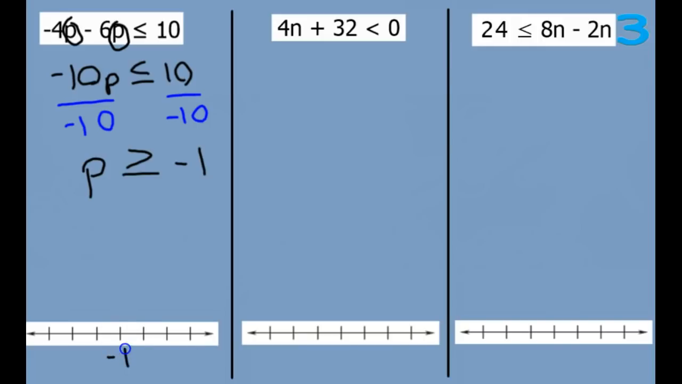So negative 1 goes down here. It's an or equal sign, so we have to draw a closed circle. 1 less than negative 1 is negative 2, and 1 greater is 0. Our arrow is pointing to the right, so we need to draw an arrow to the right.